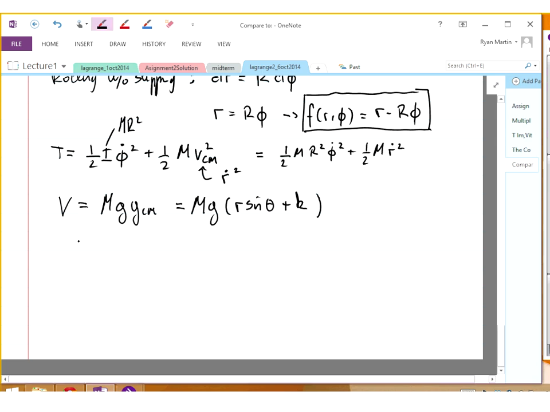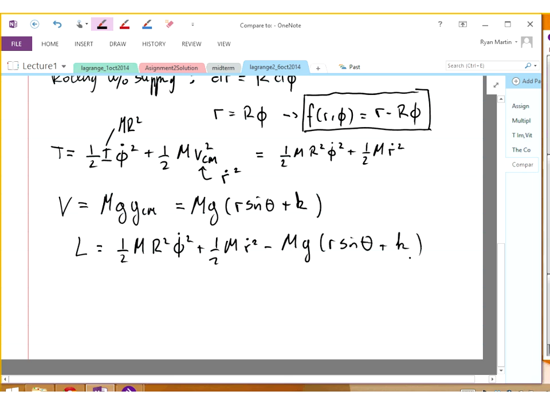So this gives us the Lagrangian L to be T minus V, right? So it's a half m big R squared phi dot squared plus a half m little r dot squared. That's T, minus V, mg r sin theta plus k. I guess I'll keep the k in for now, but I know it'll disappear very quickly.